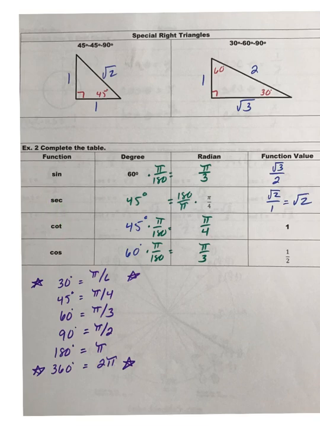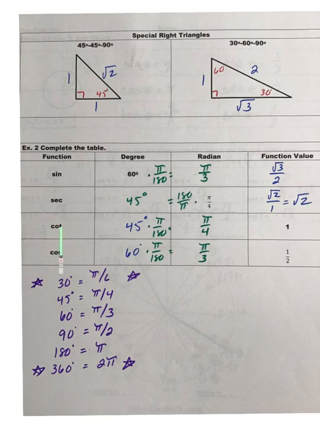So then secant. We were given pi over 4, so I'm going to multiply by 180 over pi, and that will reduce to 45 degrees. So I look at the 45 degree angle. Secant, remember, is the reciprocal of cosine, so instead of adjacent over hypotenuse, it would be hypotenuse over adjacent. So root 2 over 1, which is just root 2.